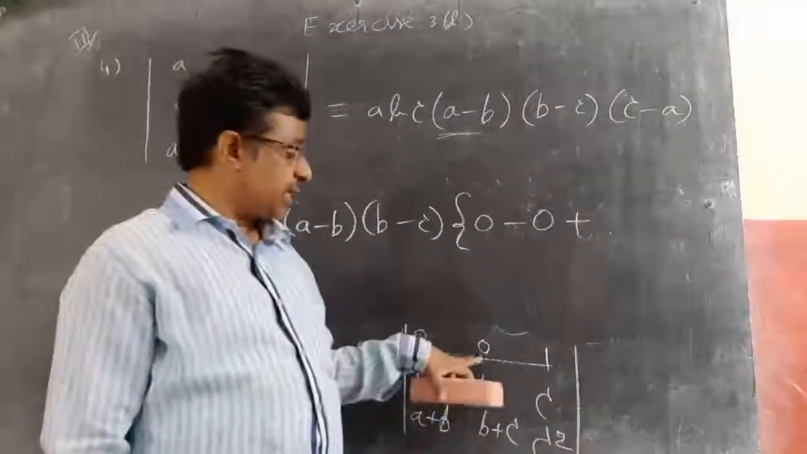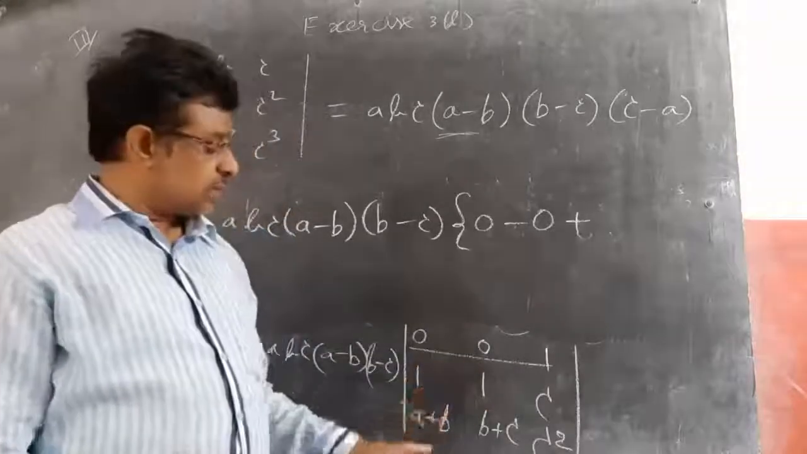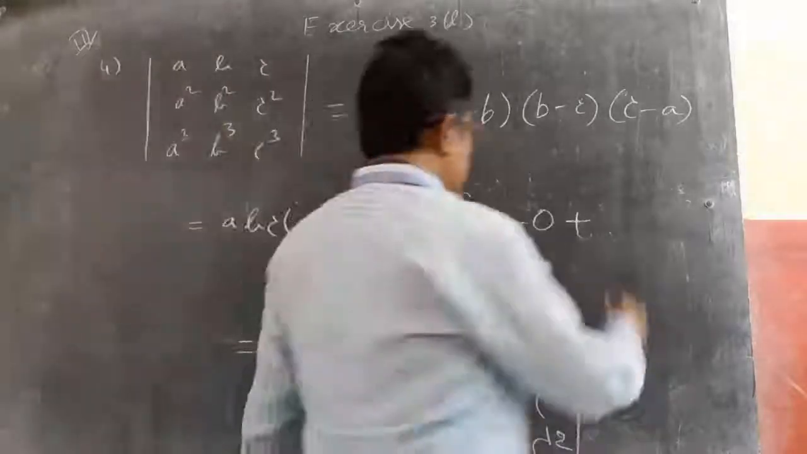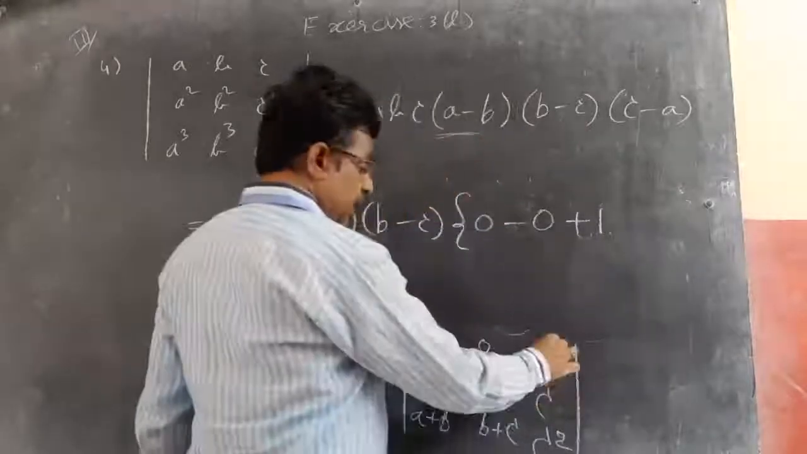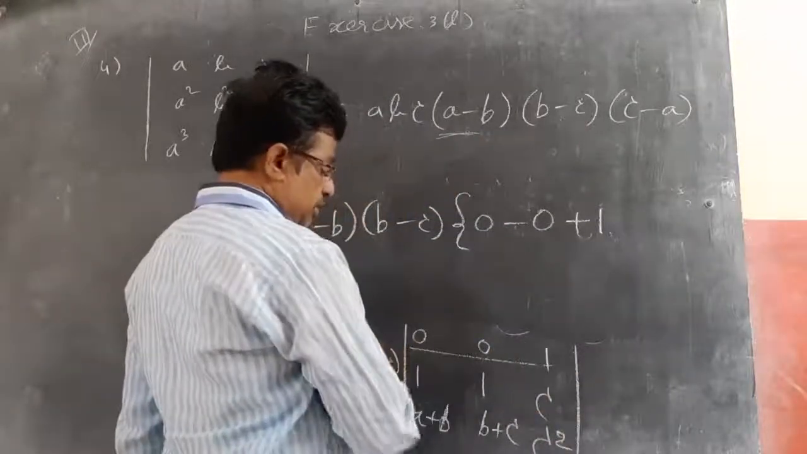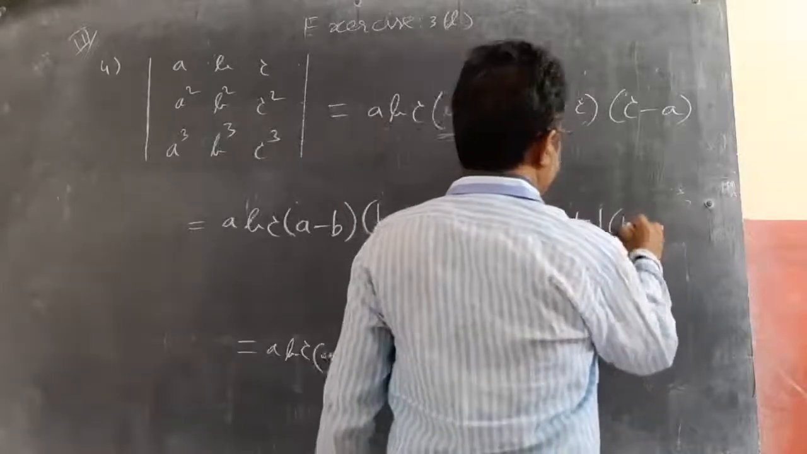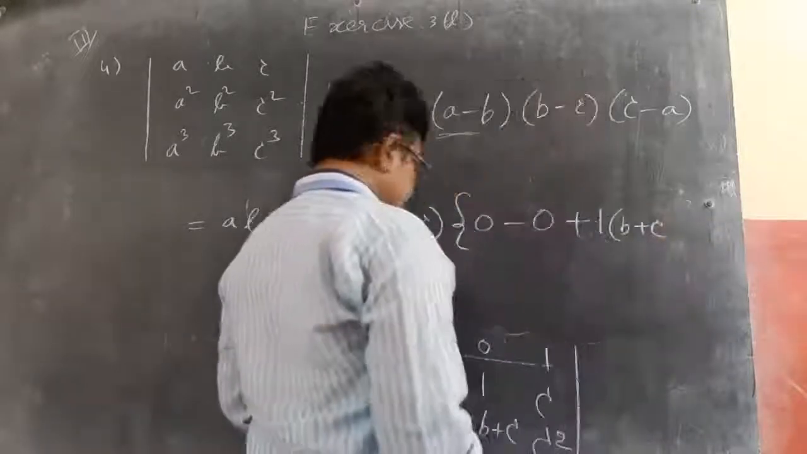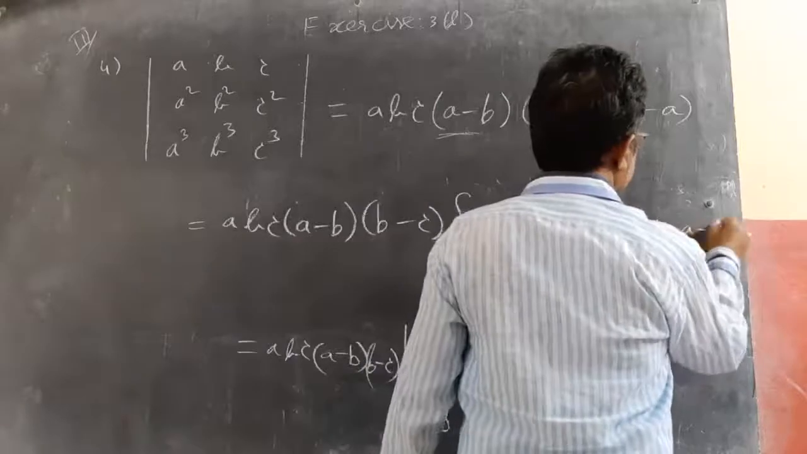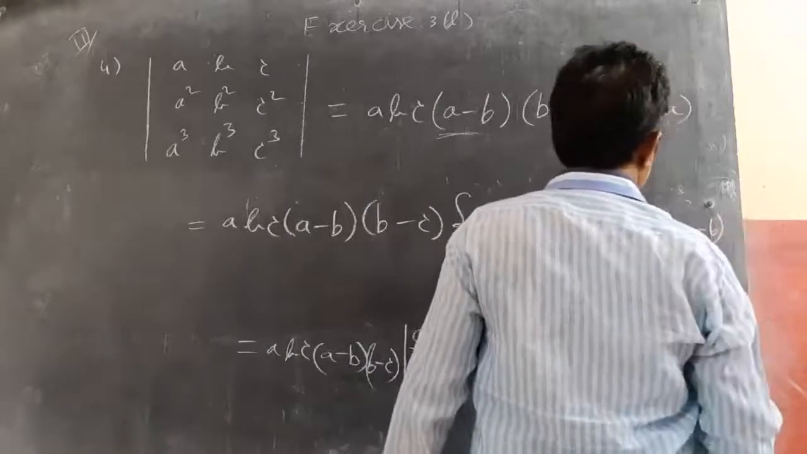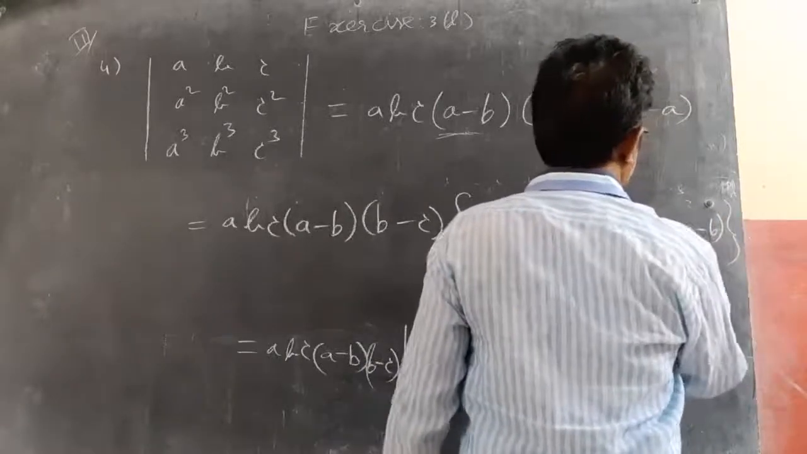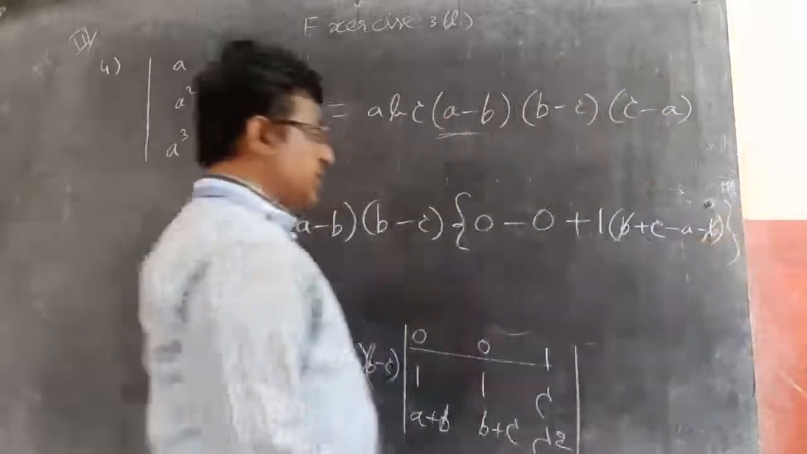So that's why I am not writing. Here also 0 into its cofactor, so 0 only. Plus 1 into, last one, 1 into, excluding this row, this column, b plus c minus a plus b. b plus c minus a plus b. So minus a minus b. Minus a minus b. So this becomes b cancels. Left out is c minus a.